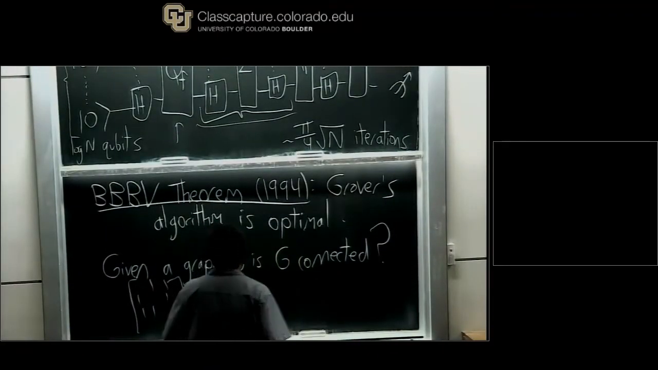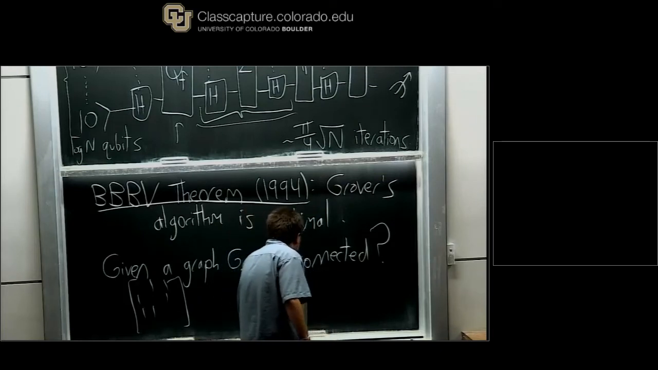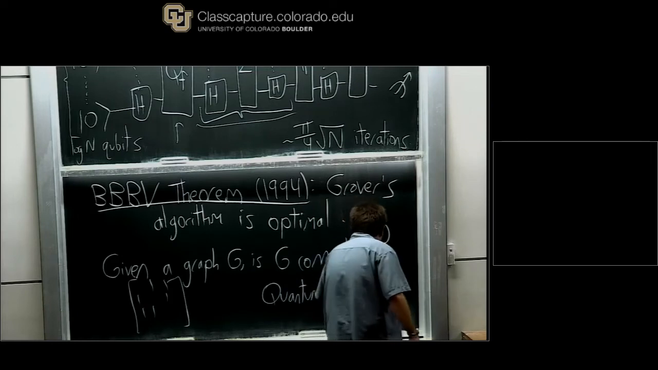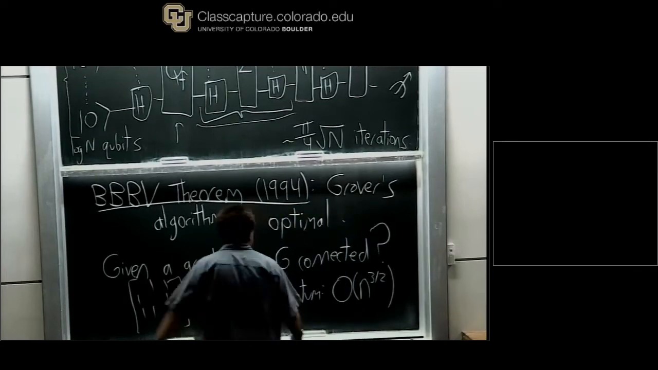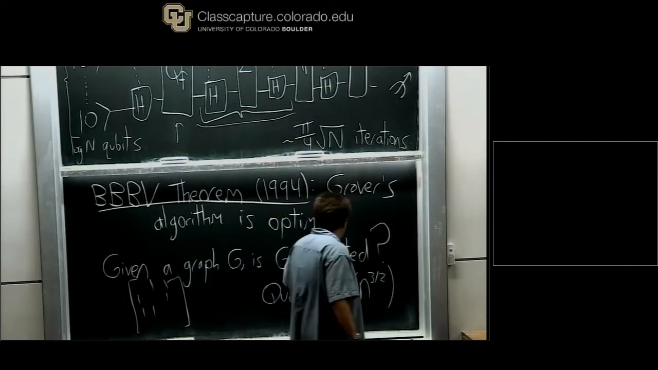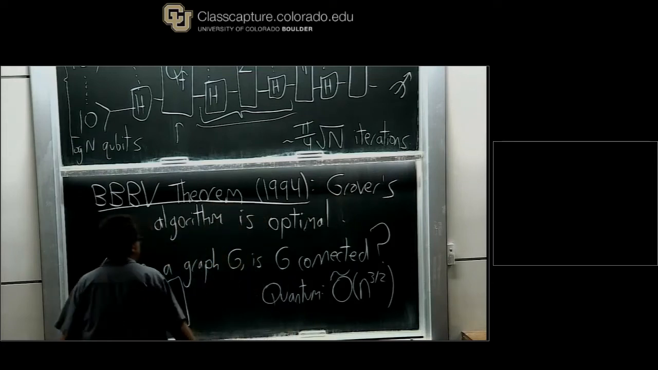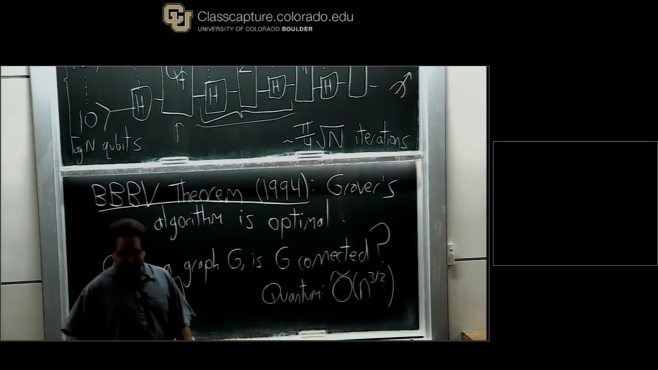By contrast, I claim that there is a quantum algorithm that solves the connectivity problem using only about n to the 3/2 queries. There might be some log factor there. Can anyone see how we would do this quantumly with n to the 3/2?